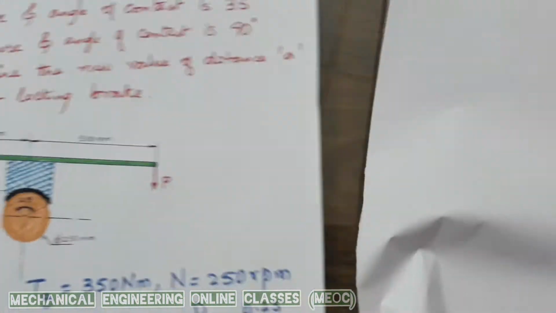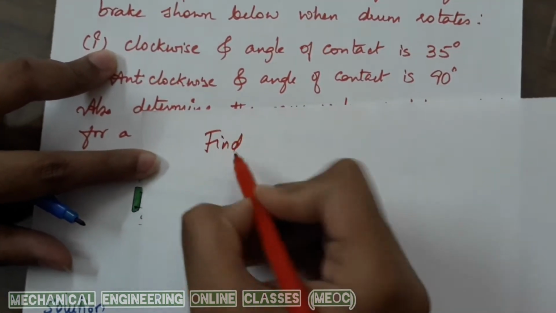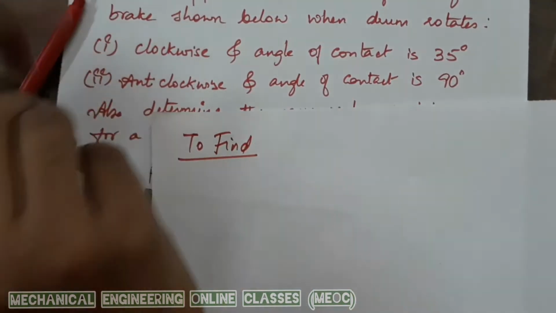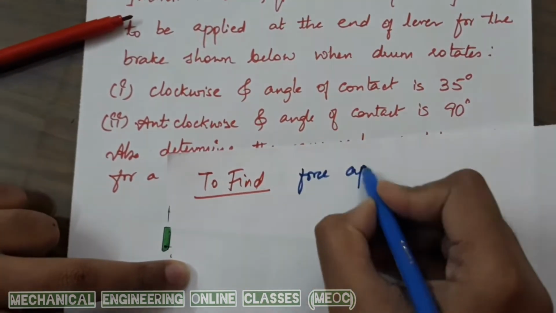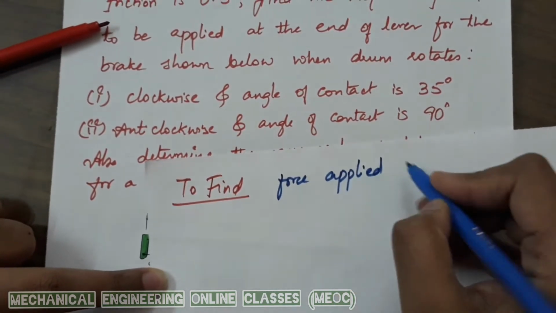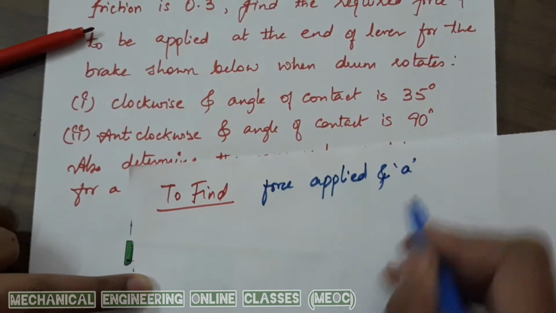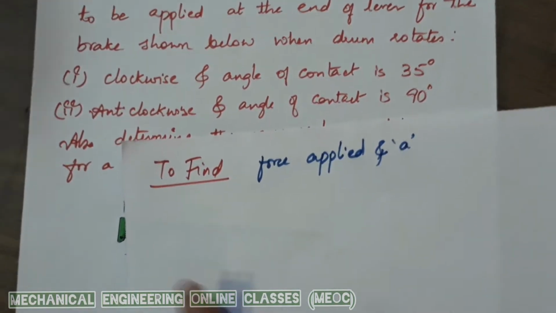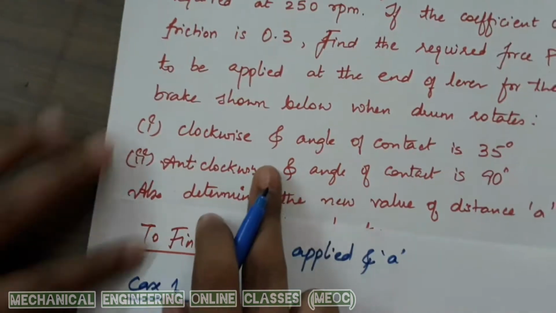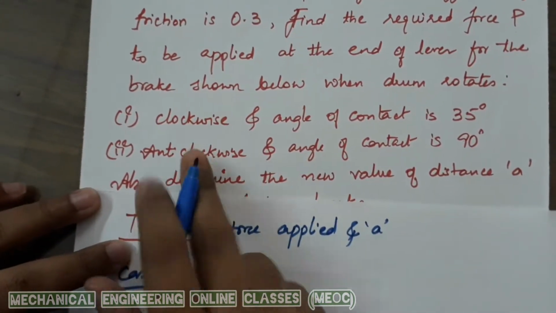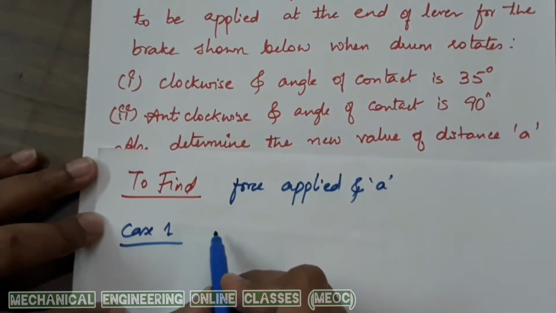After the given data, I am writing what to find. One is the force applied in the two cases, and the distance A. We have to find these things. So I am picking the first case, where the drum is rotating clockwise and the angle of contact is 35 degrees. That is case 1.